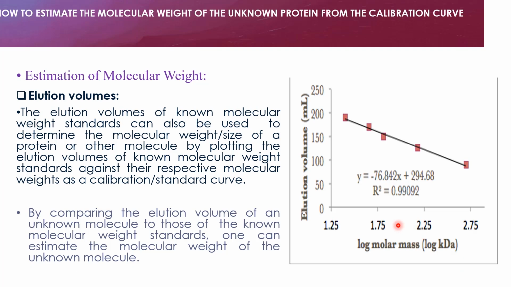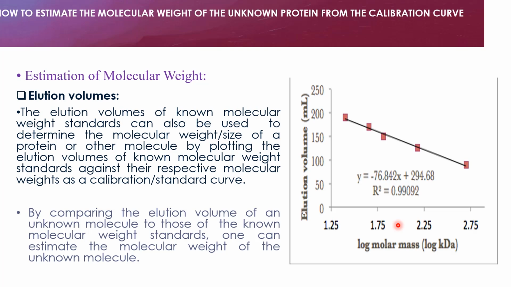The next and the third method is to plot the elution volumes of the known molecular weight standards on the y-axis against the log of their respective molecular weights on the x-axis as a calibration curve. And once we are done plotting this calibration curve, we determine the elution volume of the unknown protein by running it through the same gel filtration column.